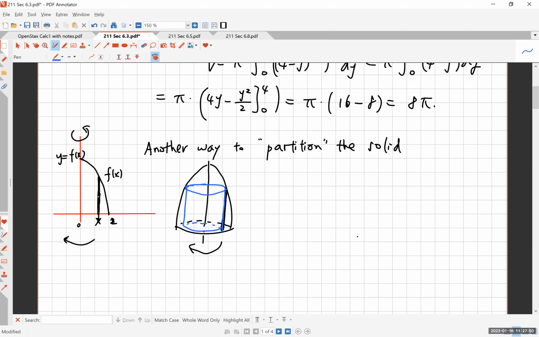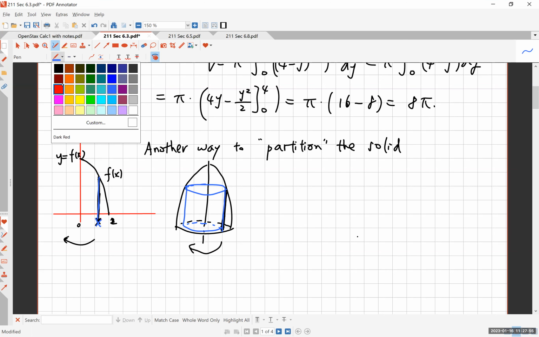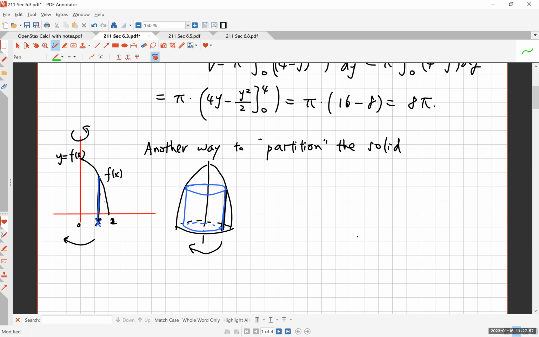Okay, and so that's corresponding to that blue x here. Let's use another color, maybe something bright. And if I take this x that's even closer to 2, that's going to correspond to that. If I revolve that green line segment about the y-axis, you will get another cylindrical shell that looks like this. Okay, that's going to be wider but shorter. Okay, and you can do this for every x.